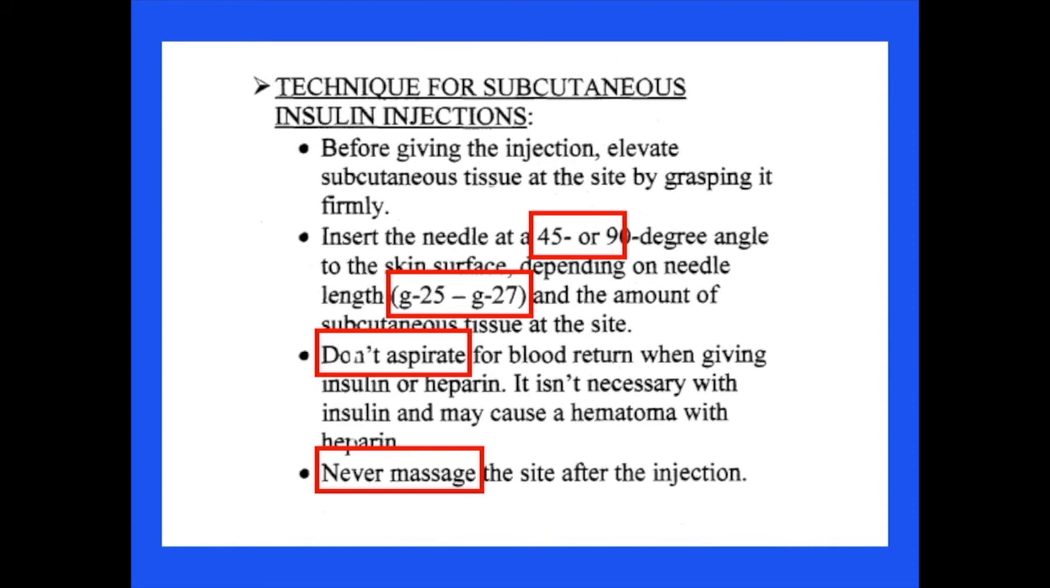Then, the techniques for insulin injection. Again, 45 to 90-degree angle with a gauge 25 to 27. We do not aspirate for blood return when we are administering your insulin and heparin. Why is that so? It is not necessary in insulin. And if I'm talking about heparin, remember, your heparin is an anticoagulant. If you are withdrawing for a blood sample during subcutaneous injection, you might just increase the risk of hematoma for the patient. Then, never massage the site after injection. Massaging the site after injection would again increase the rate of absorption of your insulin, which would defeat the purpose of why it is administered subcutaneously.